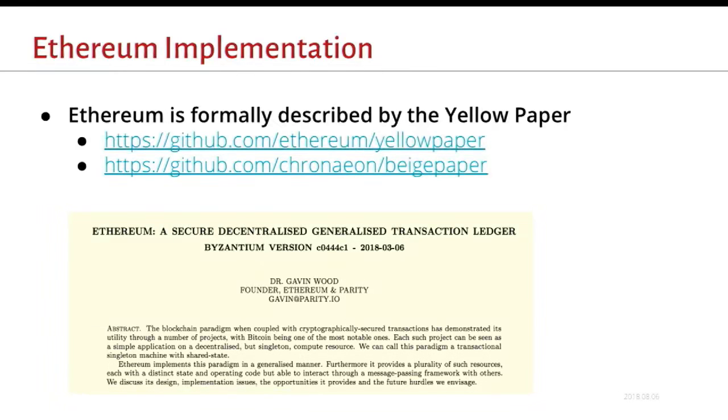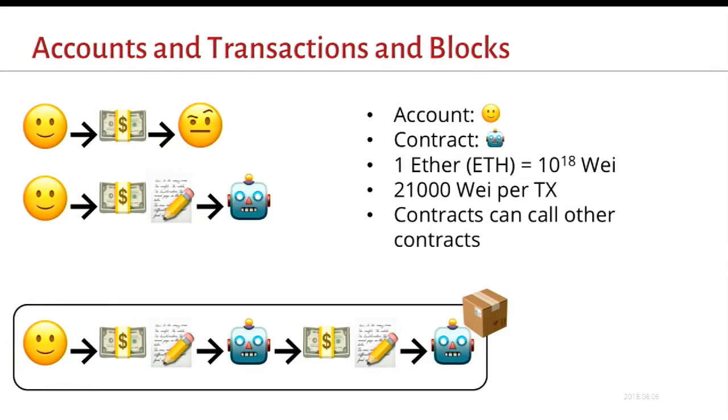A little bit about the implementation. It's formally described in this yellow paper written by Gavin Wood. It's literally yellow. But there's a much more approachable version called the beige paper that has a lot fewer sigmas and other math symbols. Don't worry, I won't be reading this to you verbatim or anything. I have some better examples.